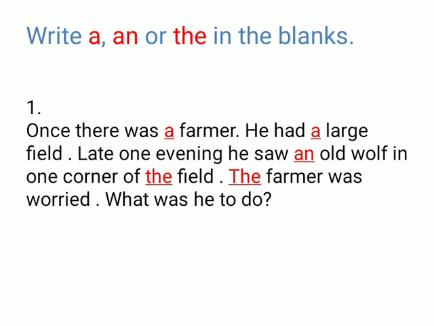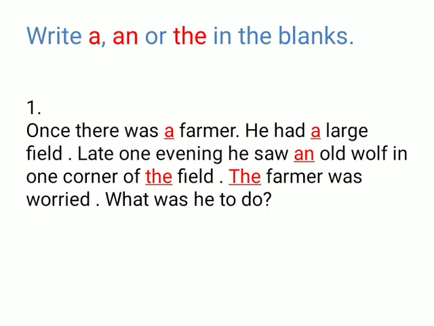He had dash large field. Again we will use article a here, a large field. Why a? Because the very first letter of large is L, and L is a consonant. So we will use article a here. Late one evening, he saw dash old wolf in one corner. Now what will come in this dash? We'll use article an over here because the first letter of that singular word is O, and O is a vowel. So we will use the article an over here.